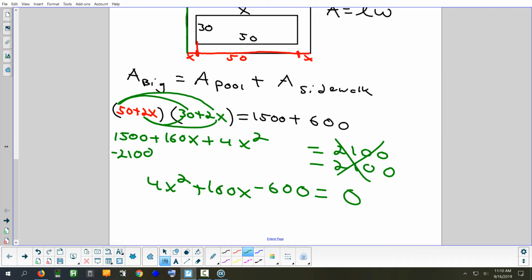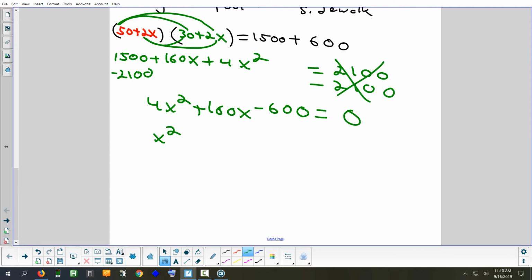Now, before we solve that, there's one thing you can do to make these numbers a little easier to work with. Does anyone see what you can do in this equation? Yeah, you can divide by 4. You can divide everything by 4. It doesn't change the answer, it just makes our numbers a little bit smaller when we do the calculations. What's 160 divided by 4? Yep, 40. And 600 divided by 4? 150. Okay.